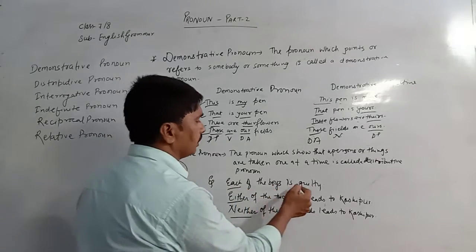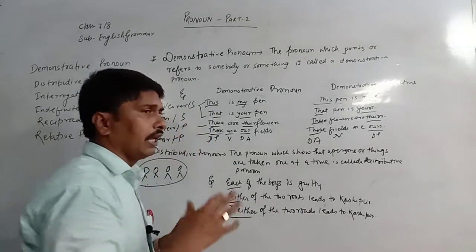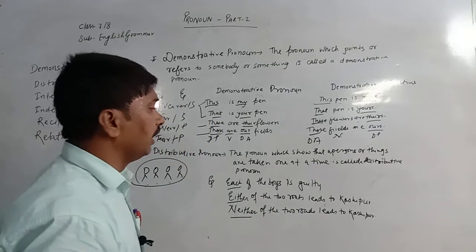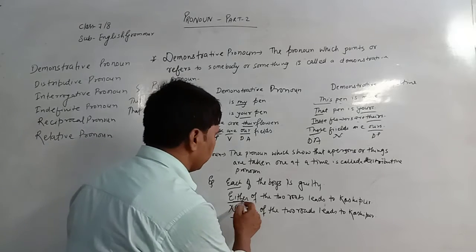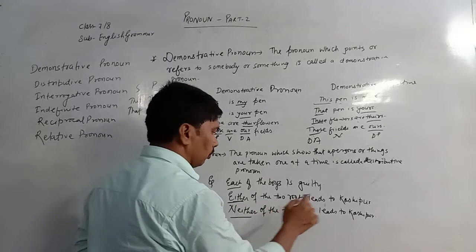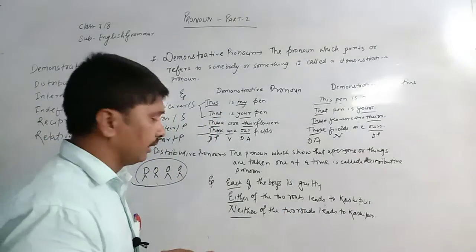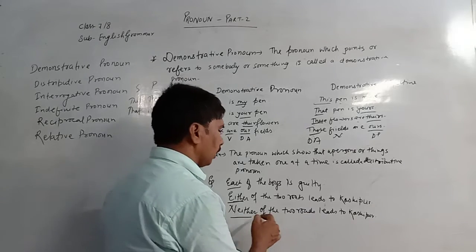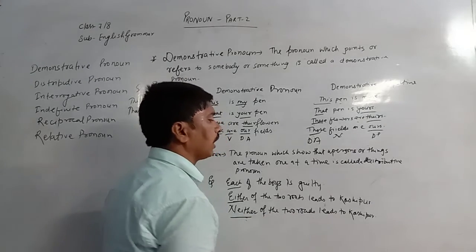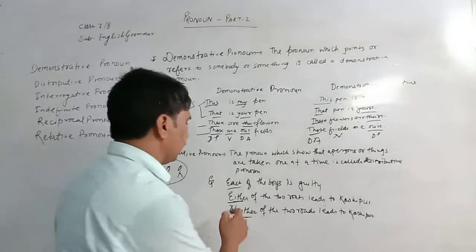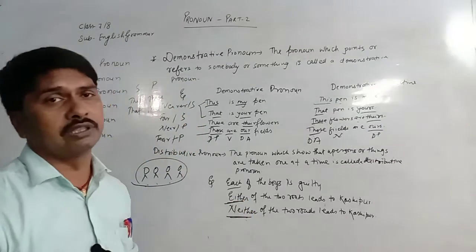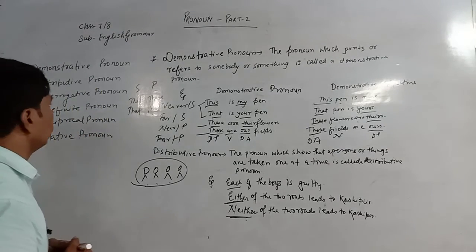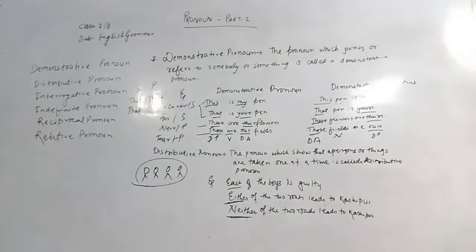Otherwise, each of the boys is guilty. जो भी लड़के हैं सभी दोषी हैं. Each boy is guilty. Either of the two roads leads to Kashipur. Either means दोनों में से कोई एक, one road goes to Kashipur. Neither of the two roads leads to Kashipur, neither means दोनों में से कोई नहीं. So either is in a positive sense and neither is in a negative sense. Hope you are understanding. Now we will go through interrogative pronoun.